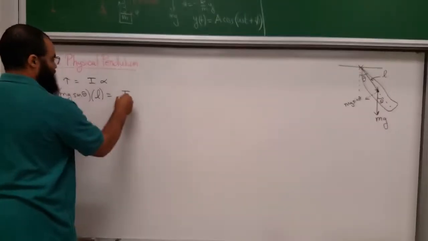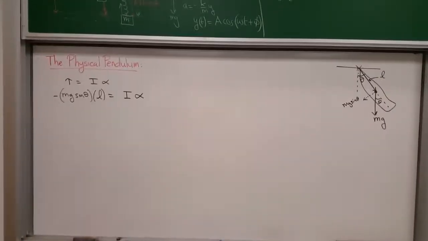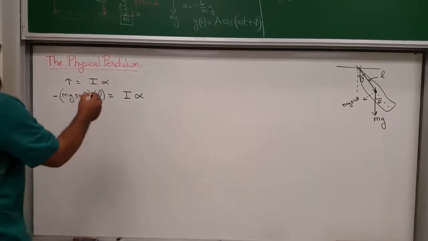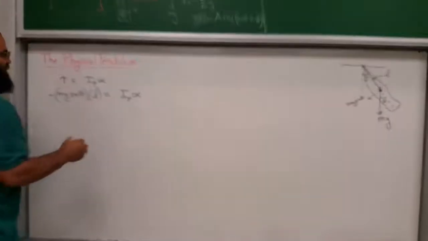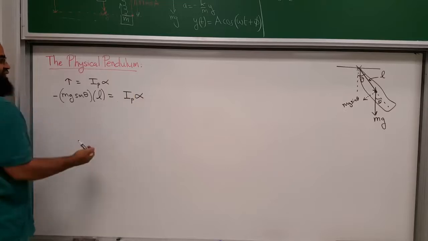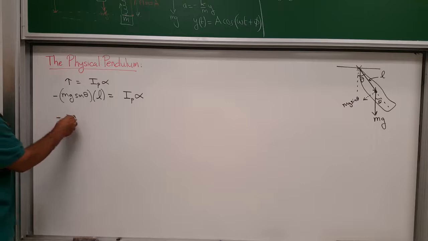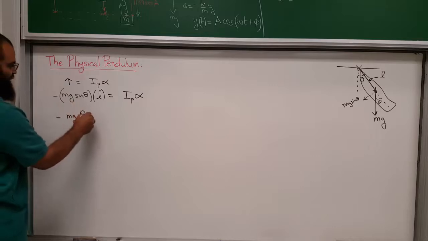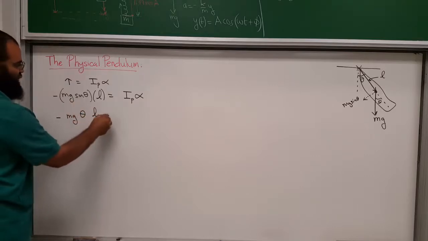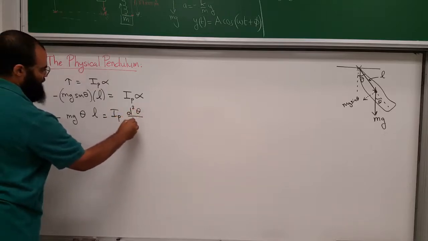So I put I, and then here I have alpha. I think they call it just I pivot. I would just put IP here to emphasize it's not the moment of inertia about the center of mass. It's the moment of inertia about the pivot point. And alpha is the second derivative of theta with respect to time. So let's write negative mg, and if theta is small, this will be approximately theta. And here I have L, and the moment of inertia IP, and this is the second derivative of theta with respect to time.